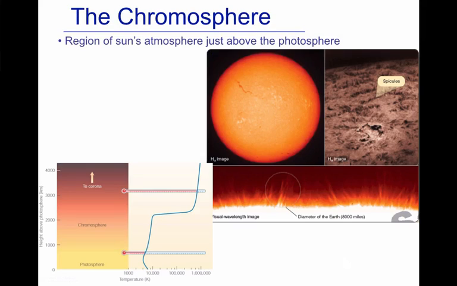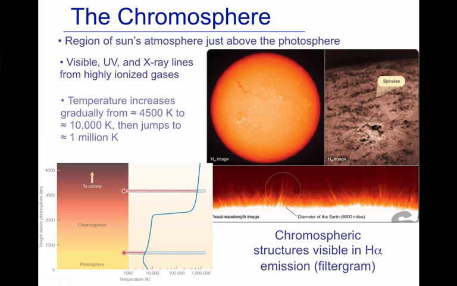So let's talk about that layer of the solar atmosphere just above the photosphere. That's our chromosphere. Chromo, you might recognize that word as the root word for color. The chromosphere is called the chromosphere because it comes up pink. When we look at it, we're usually seeing this nice pink color.